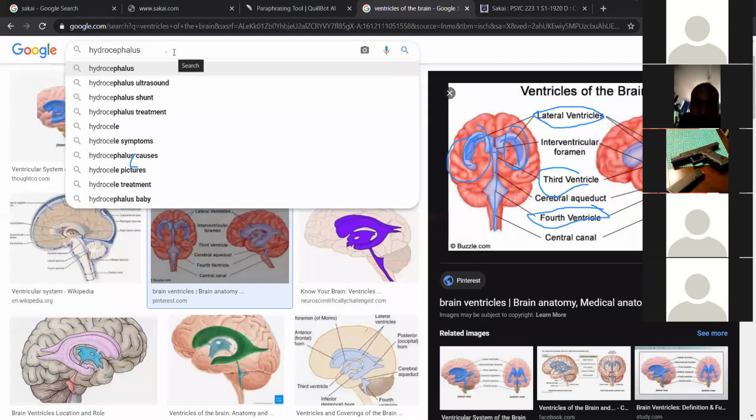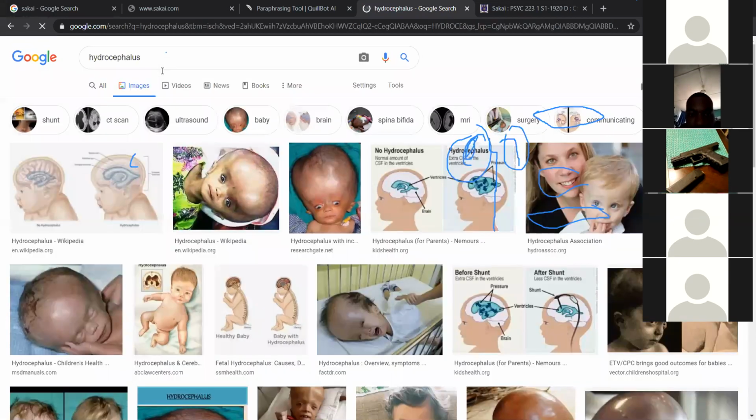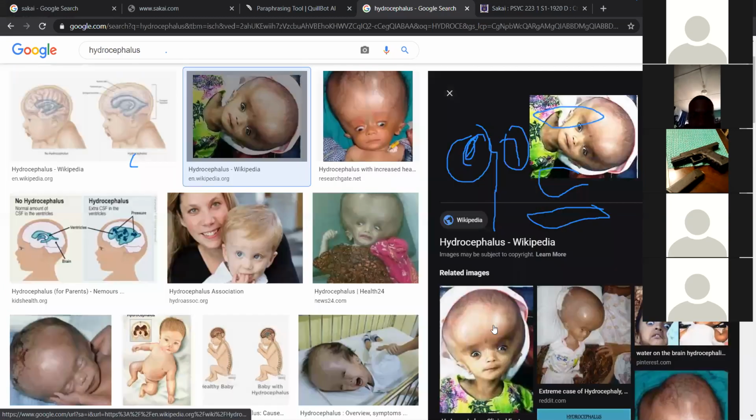Let me show you a typical hydrocephalus. You come across them. A typical hydrocephalus.